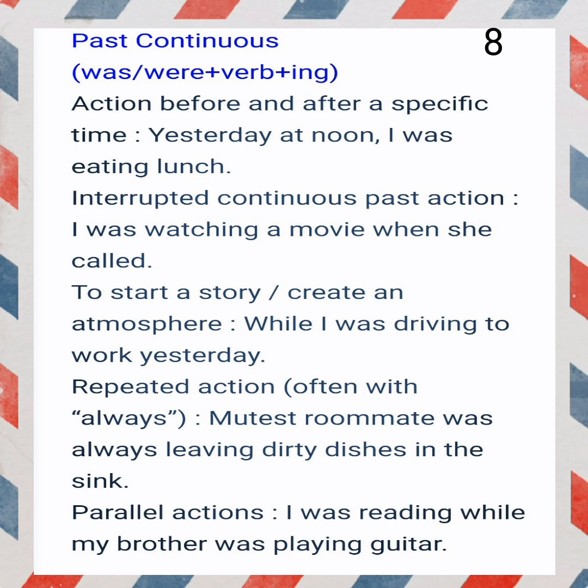For repeated action, often with always. So we are using past continuous with always. My roommate was always leaving dirty dishes in the sink. Then for parallel actions: I was reading while my brother was playing guitar. Here, I was reading is past continuous, but at the same time my brother was playing guitar.